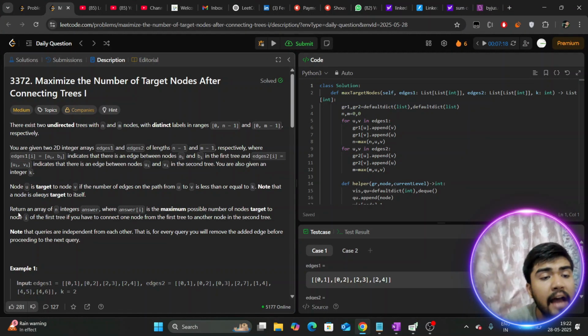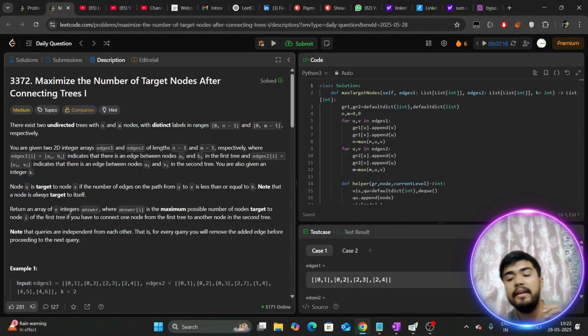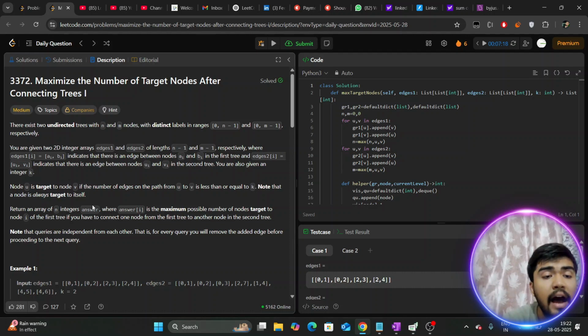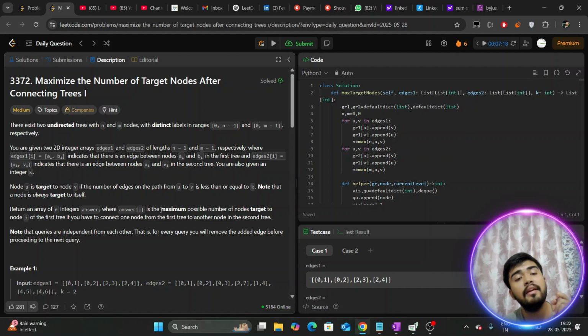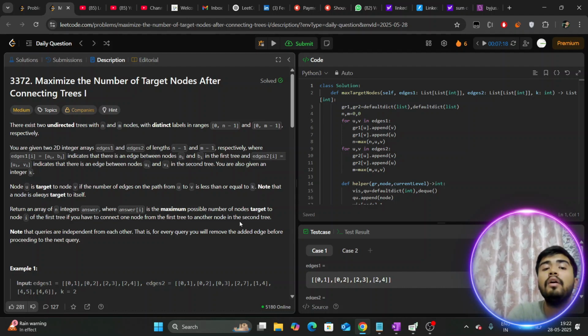Now they are asking us to return an array of n integers, where answer[i] is the maximum possible number of nodes target to node i of the first tree if you have to connect one node from the first tree to another node in the second tree. I know their English is not great. You are not going to get it in the very first go, but I will try my best to explain in simpler terms.